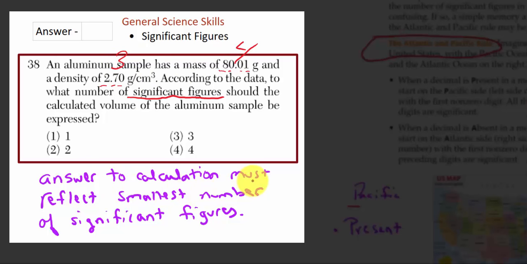The answer to this question, because we're going to be doing a calculation here that involves either multiplication or division, the answer to the calculation must reflect the smallest number of significant figures available. And since that's 3, we're going to answer with 3 significant figures.